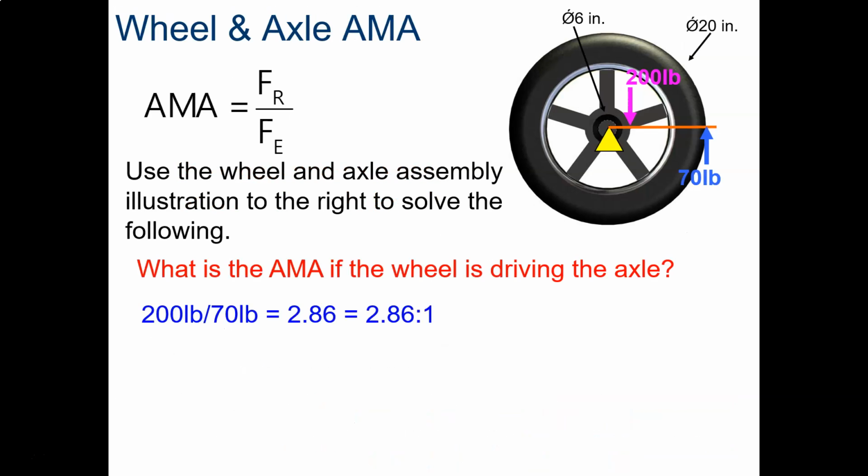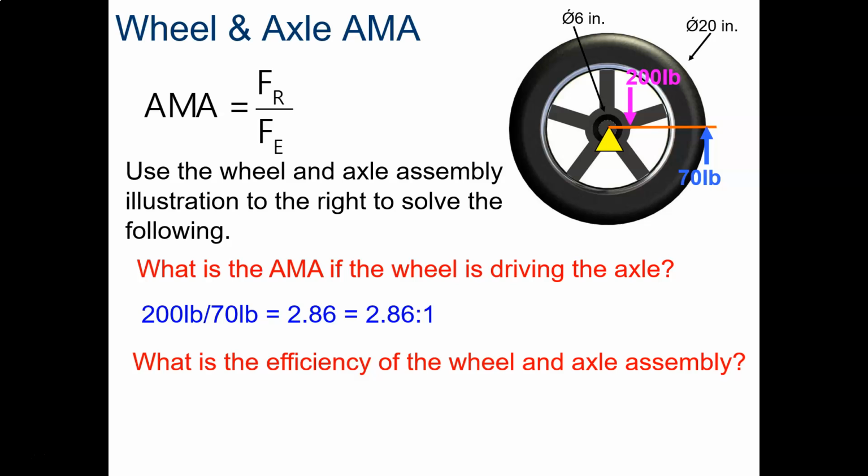Didn't we just do that? Oh, okay, so they gave us a different number here. So what's the actual mechanical advantage if the wheel is driving the axle? So if the wheel is driving the axle, our effort force is applied here. So this is our effort, which is 70, and our resistance is 200. So remember, with actual mechanical advantage, it's FR over FE. So it's 200 divided by 70 equals 2.86.